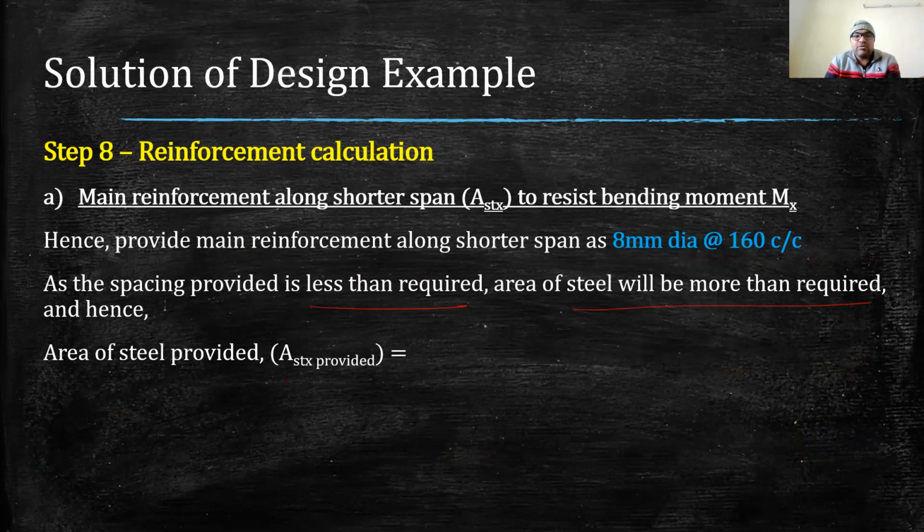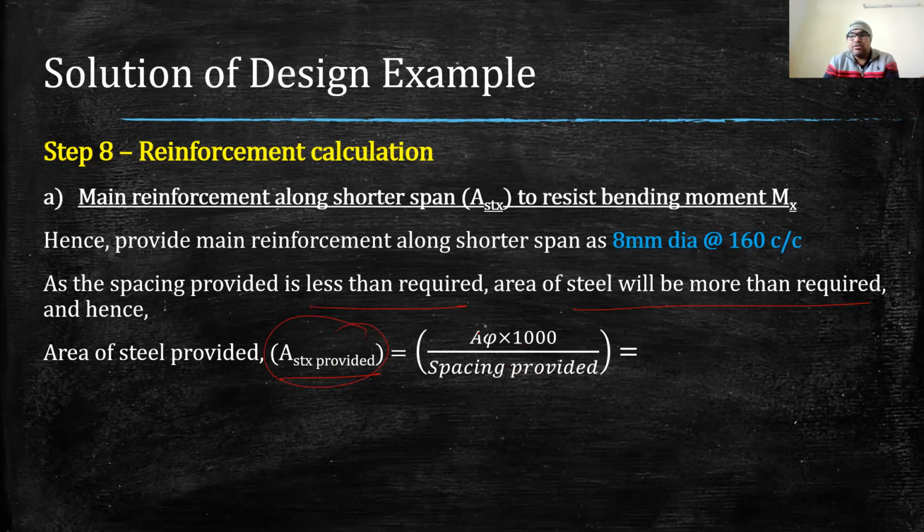So now here we will find out area of steel provided. We will again use the same formula which we have used to calculate the spacing. Using the same formula, A phi into 1000 by spacing provided. So now spacing provided is in the denominator. Earlier, when we were required to find out spacing, Astx was in the denominator. So you can use the same formula to calculate the Ast provided. Now putting the A phi value, 1000 and spacing provided. Now we have provided this spacing.